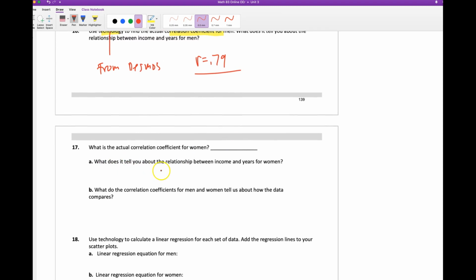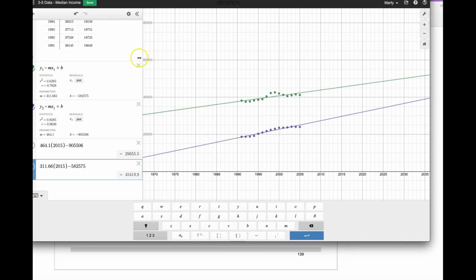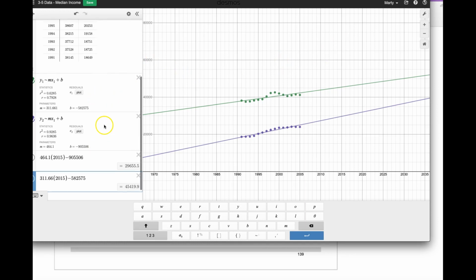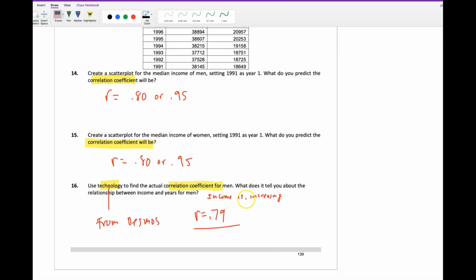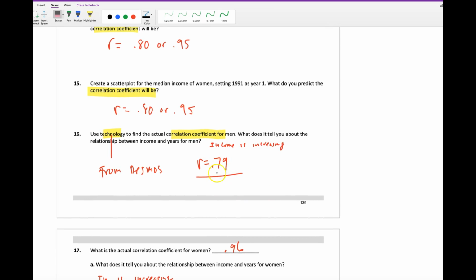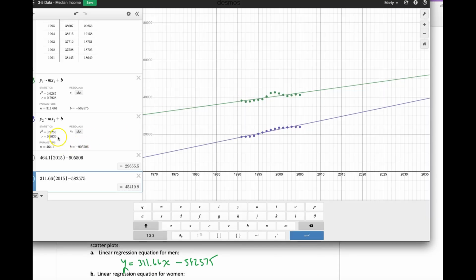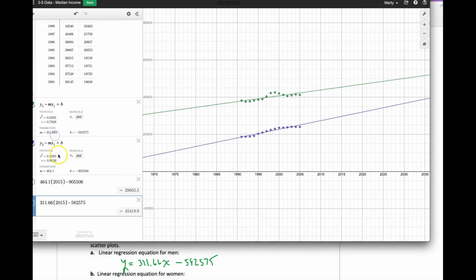We can do the same thing for women. We put all this data into Desmos and found the least squares regression lines. You can see these equations here. We have the information we need to answer the questions. We were close with the men's coefficient of 0.79. For the women, it turns out to be 0.96. That again comes from the r value right here.